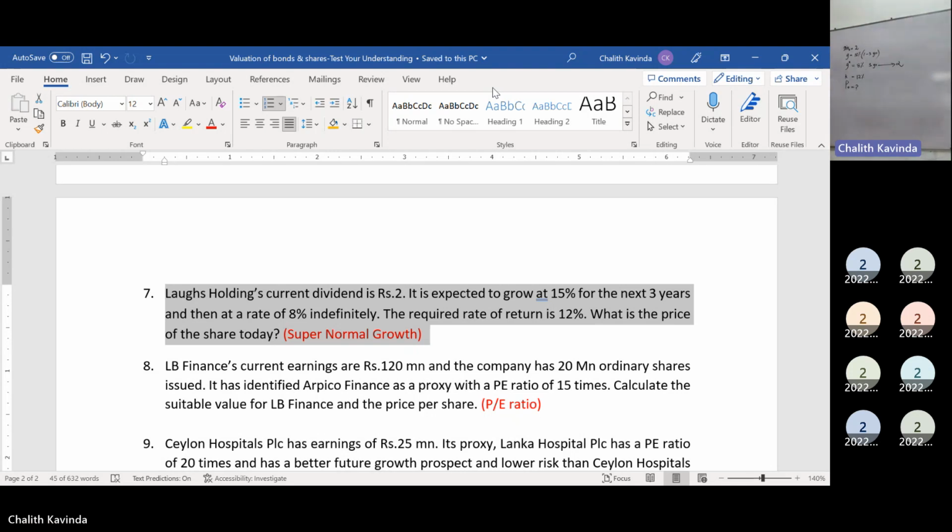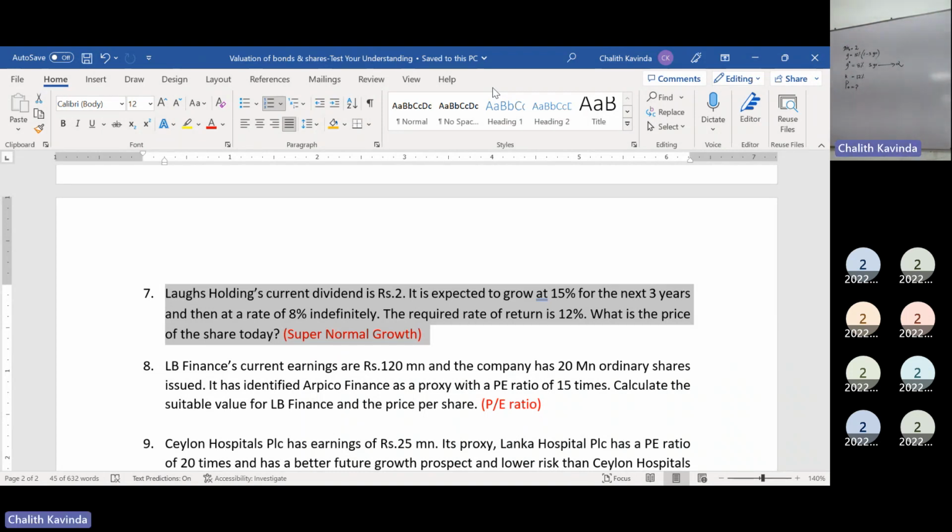So this is how we get the snapshot of the question. We have 2 growth rates. One growth rate is linked with the number of years. The other growth rate does not link with the number of years. Then you have the cost of equity, 12%, and you have to calculate the price of the share.